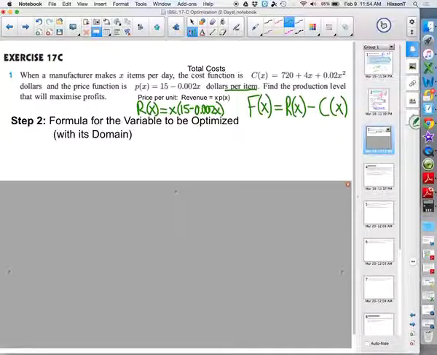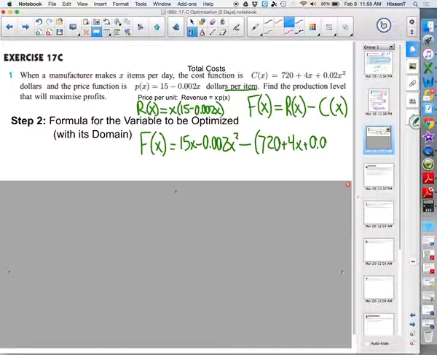Okay. So now, if we're trying to find our profit, f of x, we're going to have this revenue, so 15x minus 0.002x squared, if I distribute the x, that's my revenue, minus the cost, so minus 720 plus 4x plus 0.02x squared. Okay?